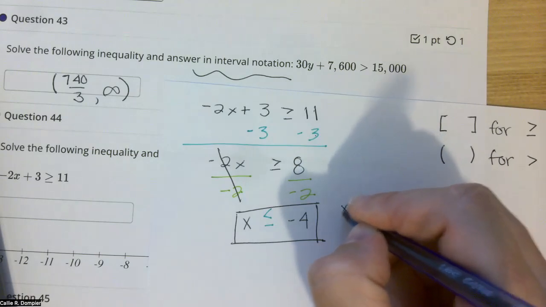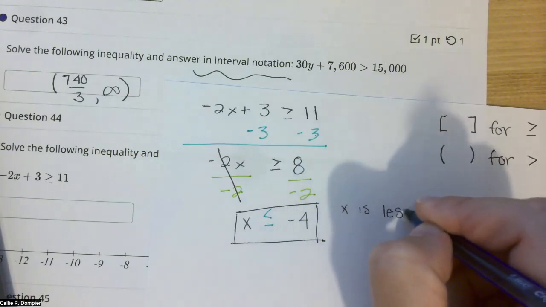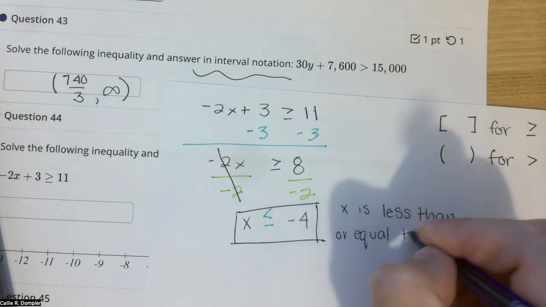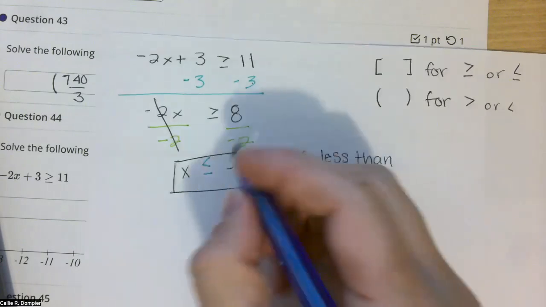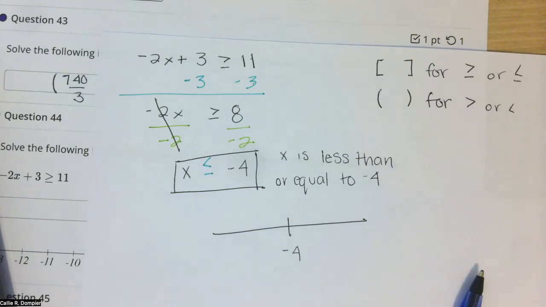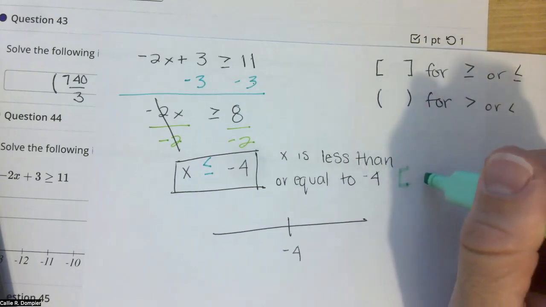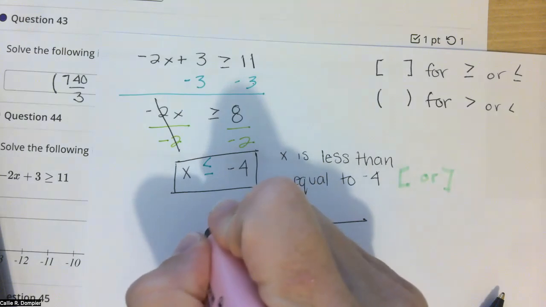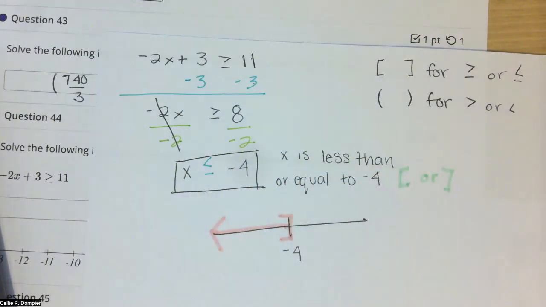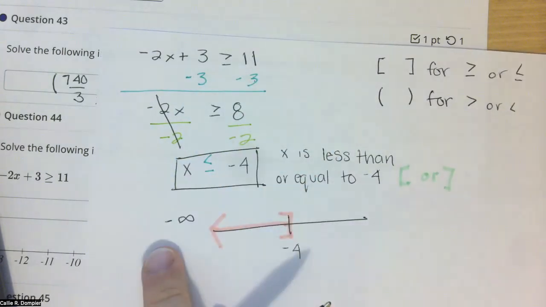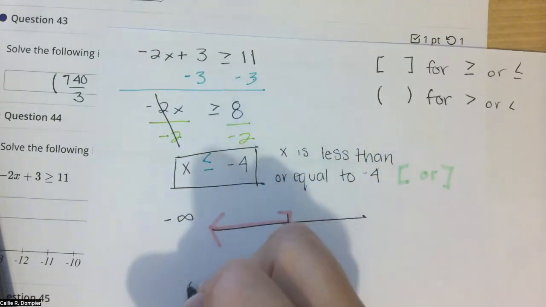The way I would describe it is x is less than or equal to negative 4. Here's negative 4. It has an equal sign, and so we know it's going to be either this or this, right? Because it includes. The equal sign means it includes. Less than. Less than means the arrow's going this way, right? So that's what it'll look like when we graph it. It goes up from infinity, but in the negative direction. So from negative infinity to negative 4.